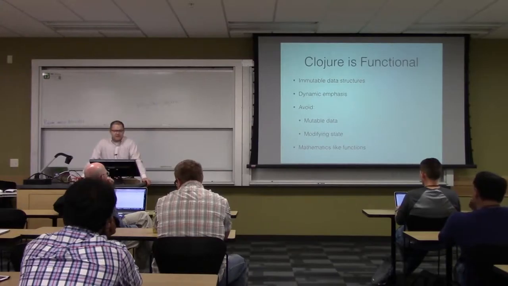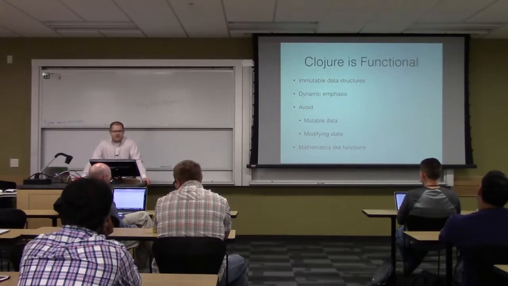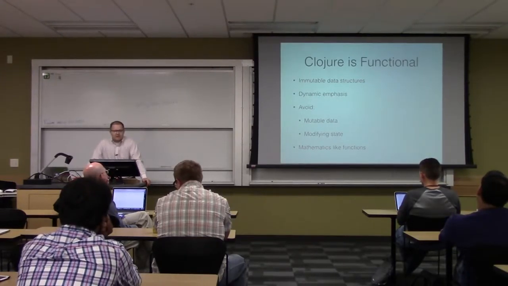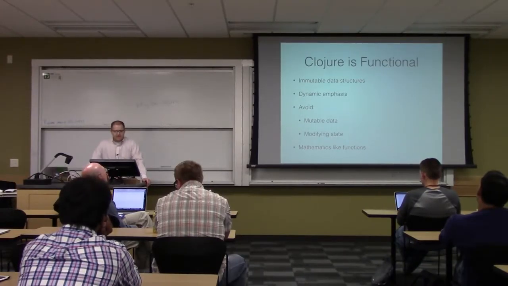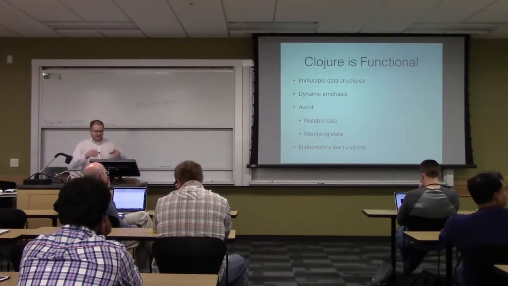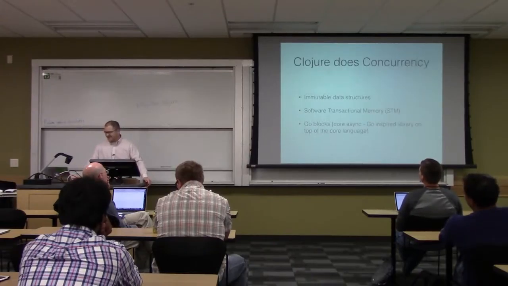Another is being a functional programming language. So immutable data structures are paramount. And this idea of avoiding change, trying not to change state, and also giving you mathematics. So if you're comfortable with your parentheses around your maps, it looks similar. And Clojure does concurrency. I don't really do a lot with concurrency, but that's the way that it was built.